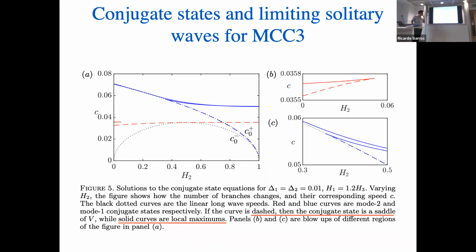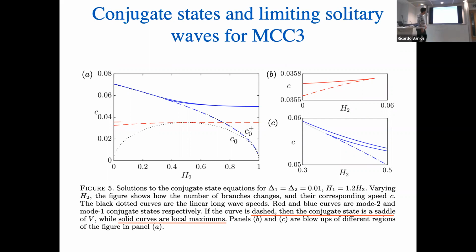This is a bit too much information, but what we have here are the conjugate states. What you see on the blue line is the conjugate states for the first baroclinic mode. These dashed or dotted lines are the linear long wave speeds. This is the linear long wave speed for mode 2, this is mode 1, and red are the conjugate states for the second baroclinic mode. So let's see what we can see here.